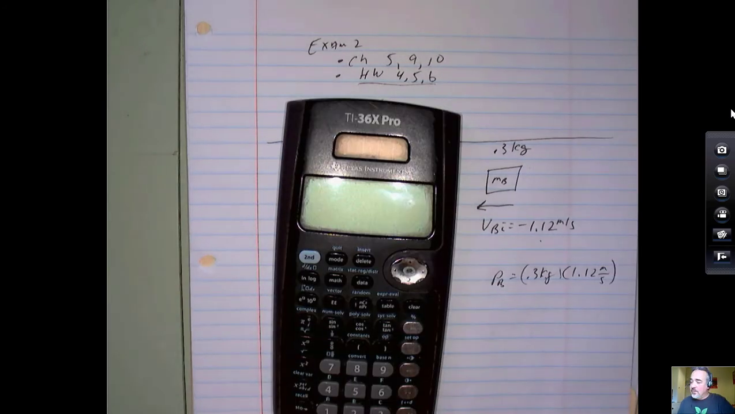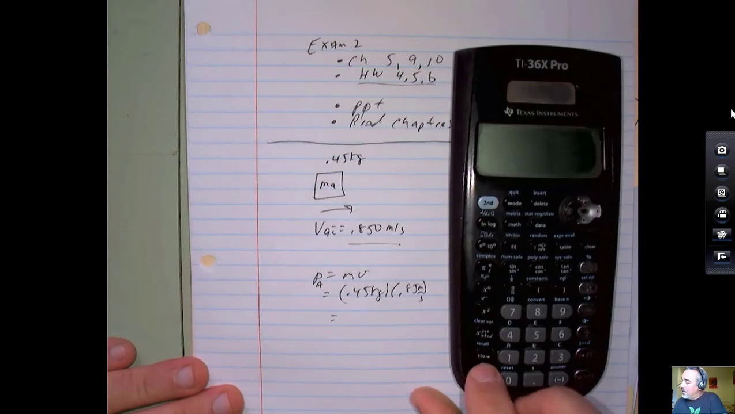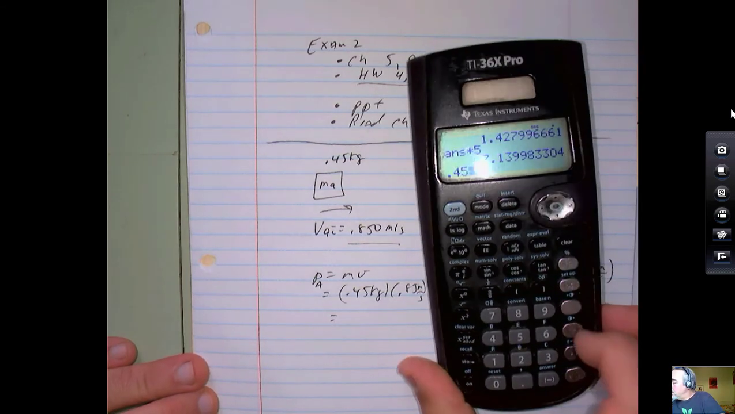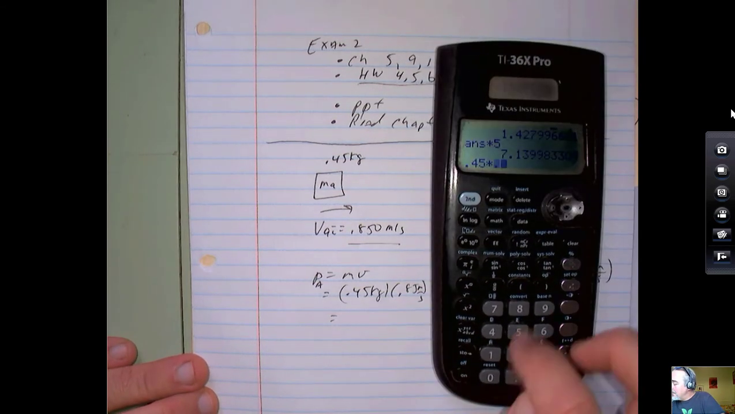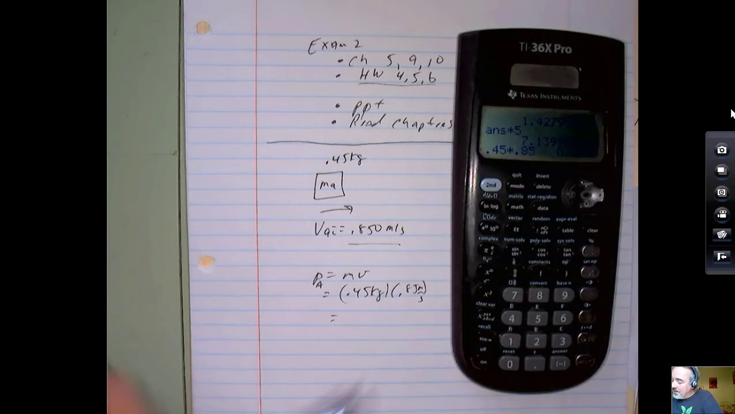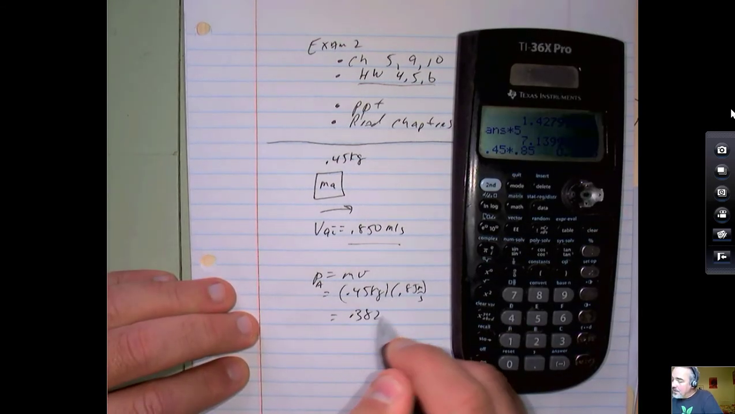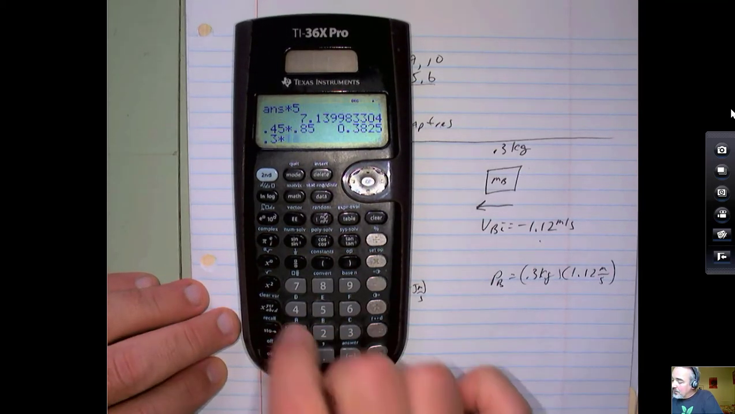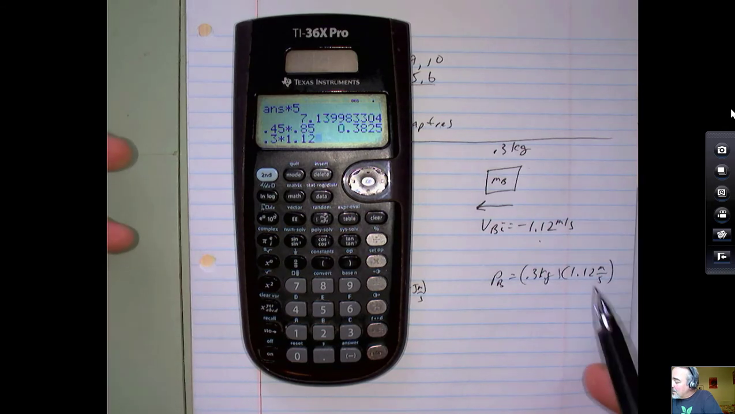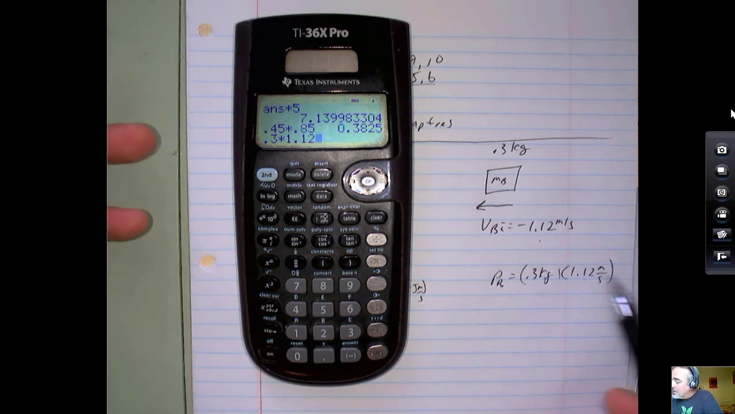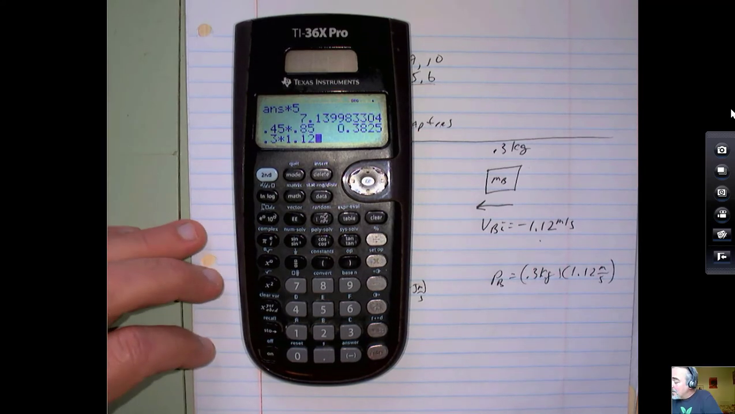Okay, so we've got the first one, 0.45 times 0.85. So 0.3825, that is to the right. And then the other one, 0.3 times 1.12. I mean, technically, this is negative, but I know it's to the left, so I didn't write the negative sign down. You can if you want to. That would be perfectly fine.